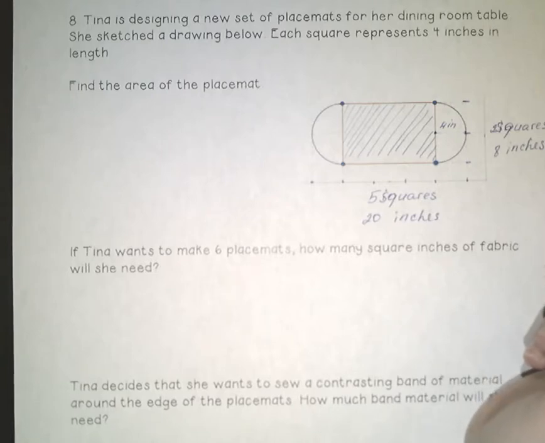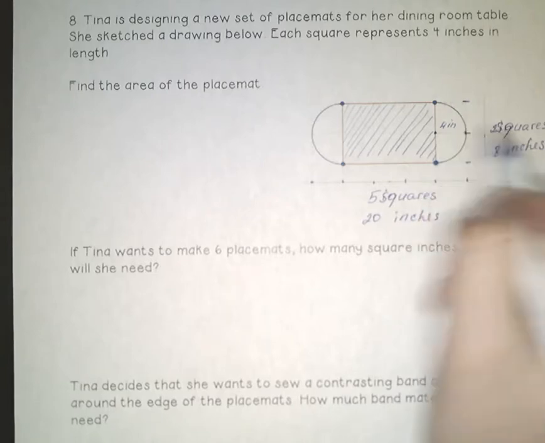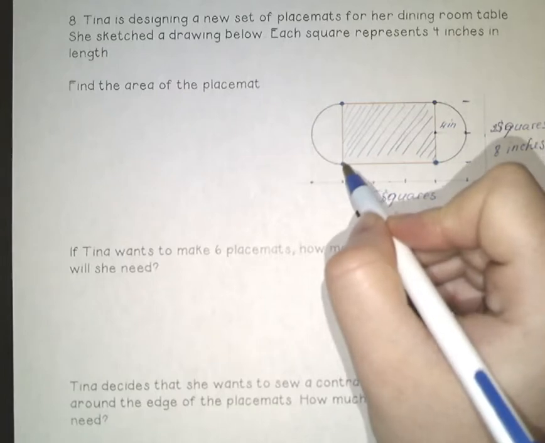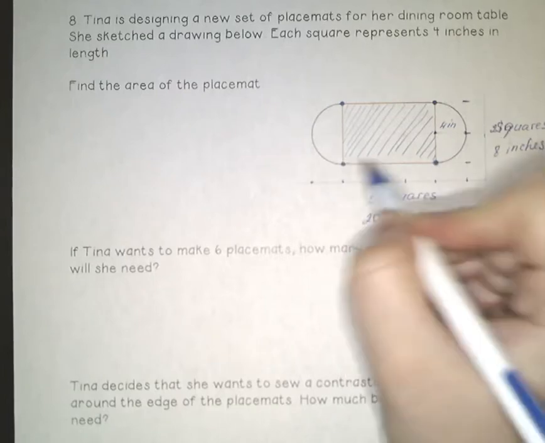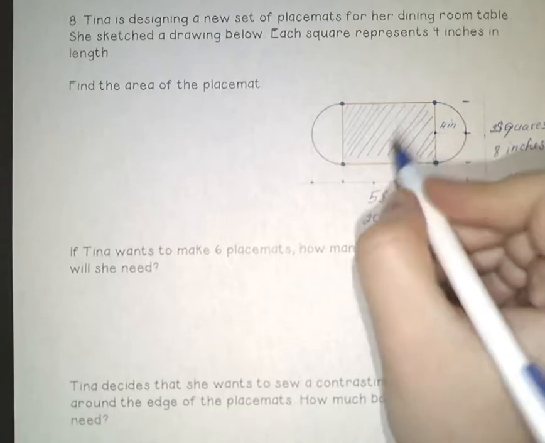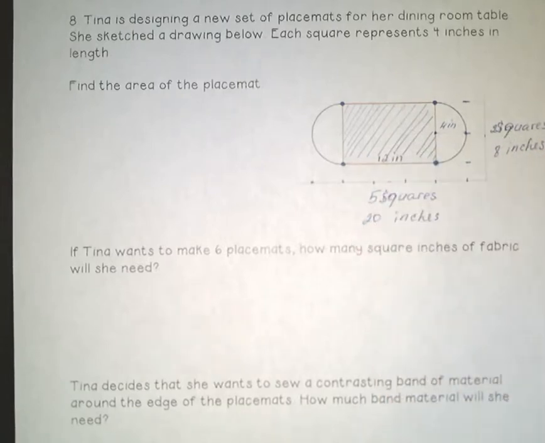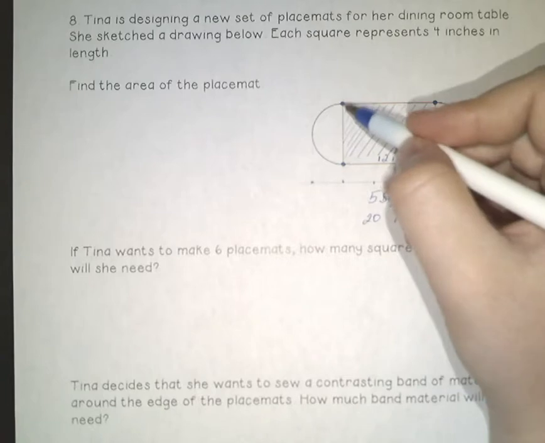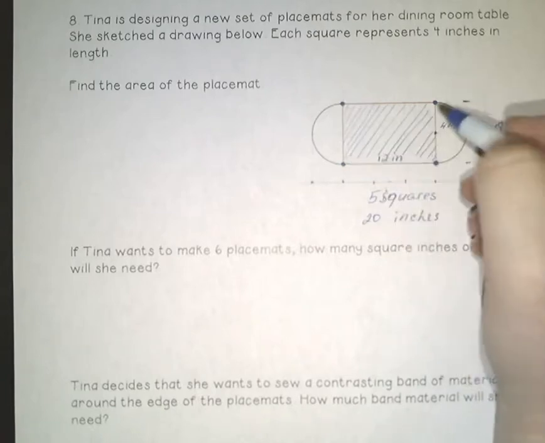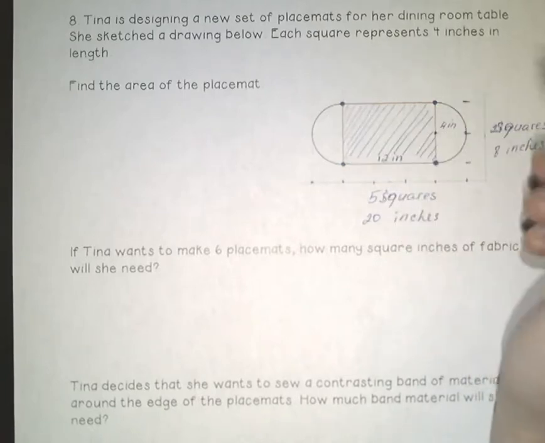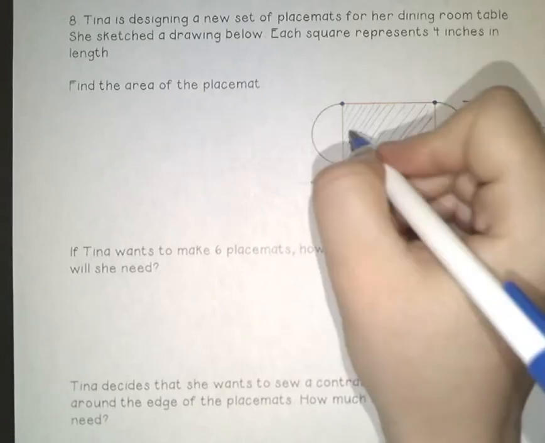That's pretty much all I need to know. So let's see. Also, the length of this rectangle is 3 squares long, which is 12 inches in length. All right. The height of the rectangle is the same as the height of our placemat, which is 8 inches.